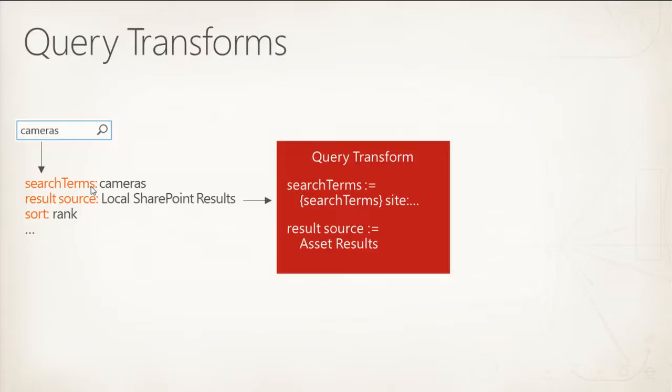So here what's going to happen is in is going to come search terms cameras, and we're going to replace search terms. But we're going to replace it with whatever was in search terms plus a site restriction. And so the end result is you're going to get a query that looks like this. It's going to be cameras and then the site restriction, going to the asset results result source, and still sorting by rank. Because if a query transform doesn't clobber something, it leaves it alone.